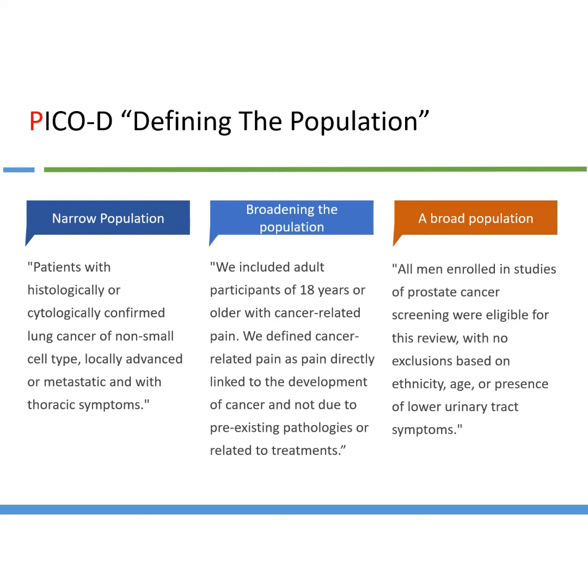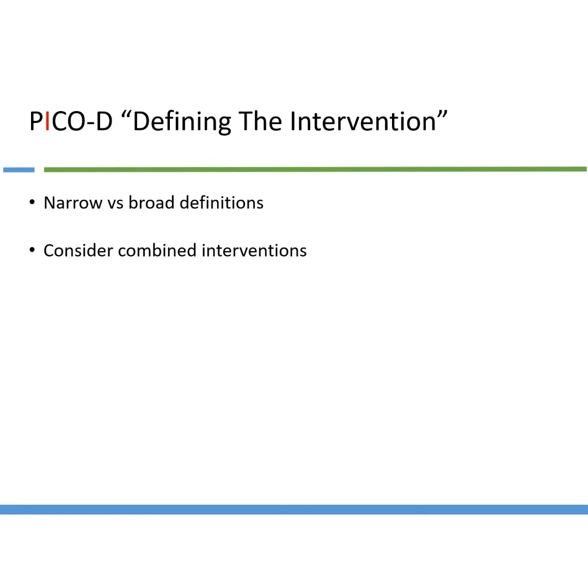All men enrolled in studies of prostate cancer screening were eligible for this review, with no exclusion based on ethnicity, age, or presence of lower urinary tract symptoms. So these are just different ways of defining your population, and then you define your intervention. It can be a narrow versus broad definition.